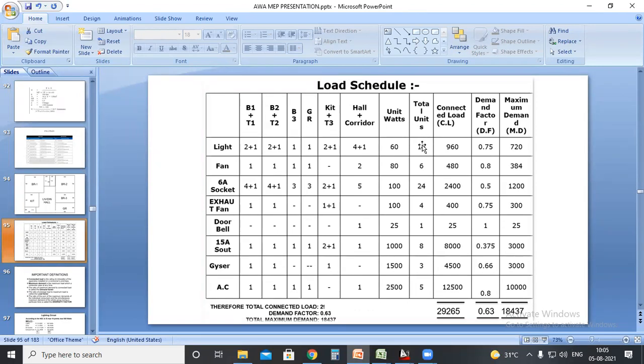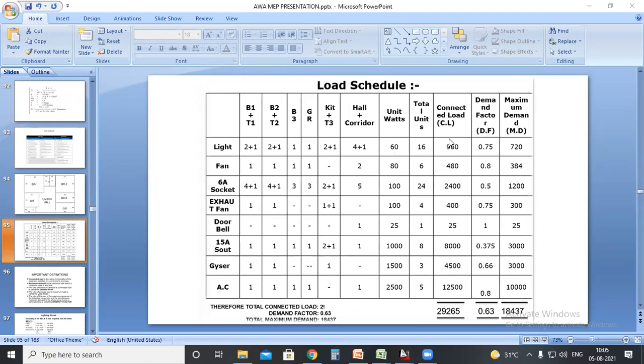The next column is the total units. Adding all these light fixtures, you will get the total units. And the final column is the connected load. How do you get the connected load? By multiplying the total units with the unit watts. If you have 10 light fixtures, each one having 10 watts, what will be the connected load? 10 into 10 equals 100 watts. In that way, you have to enter all the equipment, unit watts, total units, and the connected load.